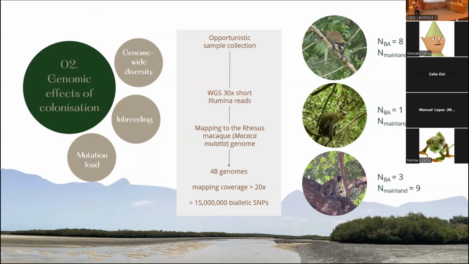So we sequenced these samples, 30x short Illumina reads. We mapped all of these samples to the rhesus macaque, which is the best annotated genome closest to the three species as a whole. There's a very good one for the green monkey, but we thought that could potentially bias the results when doing a 3-species comparison. So we got 48 genomes, mapping coverage above 20x, and 50 million SNPs as a whole. More than that. That's the green monkey.